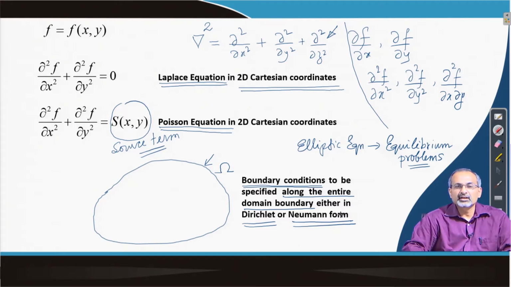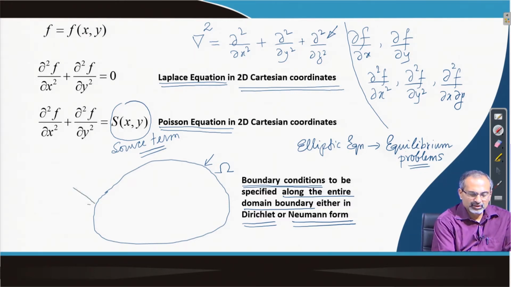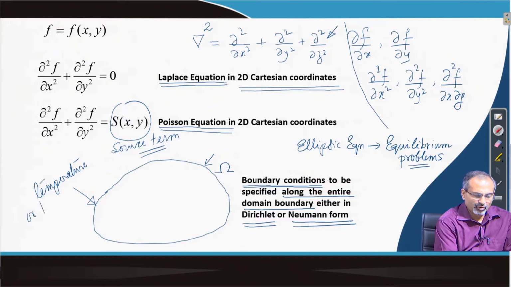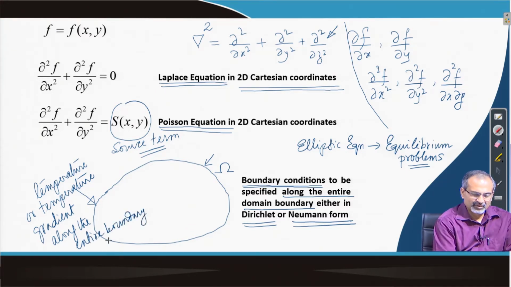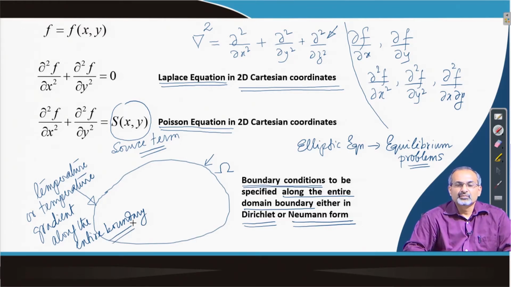So, if it is a heat conduction problem, it boils down to defining temperature or temperature gradient along the entire boundary. And having given this boundary condition, what Laplace equation would do is, it will provide us the steady state temperature distribution within that domain defined by or bounded by omega.